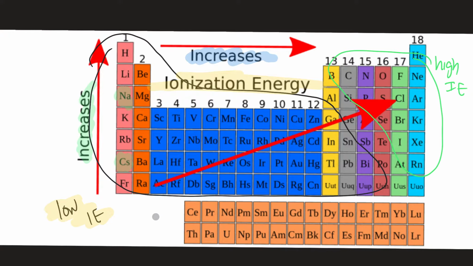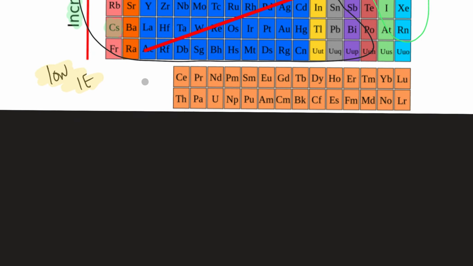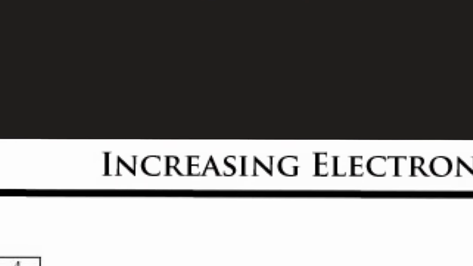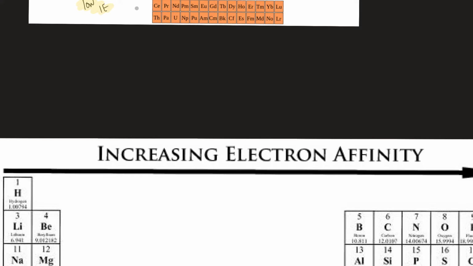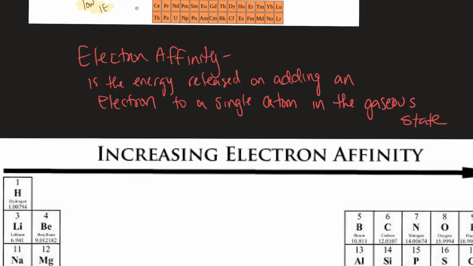So the question is, what about nonmetals? What about anions? What is it about nonmetals that makes them more likely to gain electrons? Well, that is answered by talking about electron affinity. So what is electron affinity? Electron affinity is the energy released on adding an electron to a single atom in its gaseous state. So what does this mean?